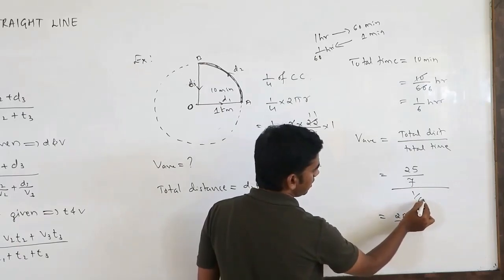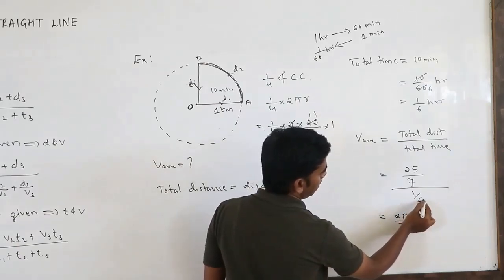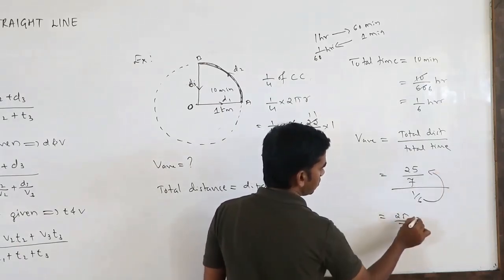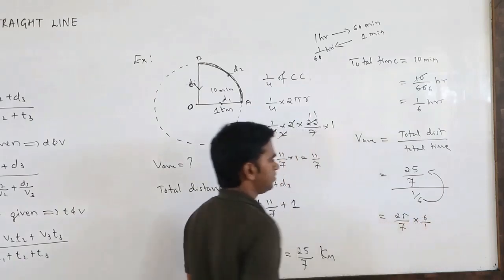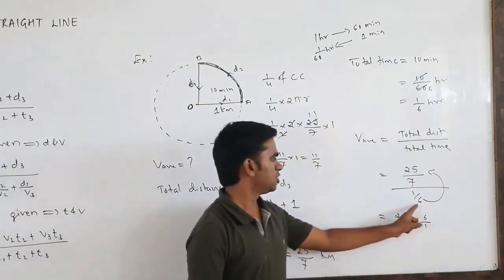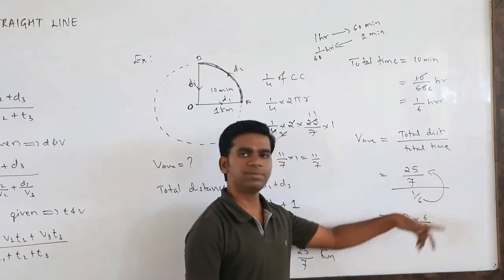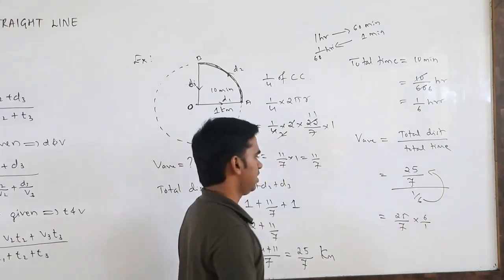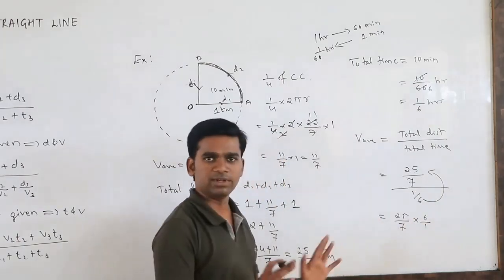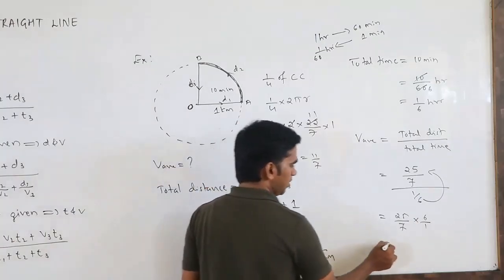So 25/7, you write it as it is. The 1/6 will go to the numerator as 6/1. Getting the point? So 6 will go to the numerator and 1 will be as it is in the denominator. I hope you understood that one.